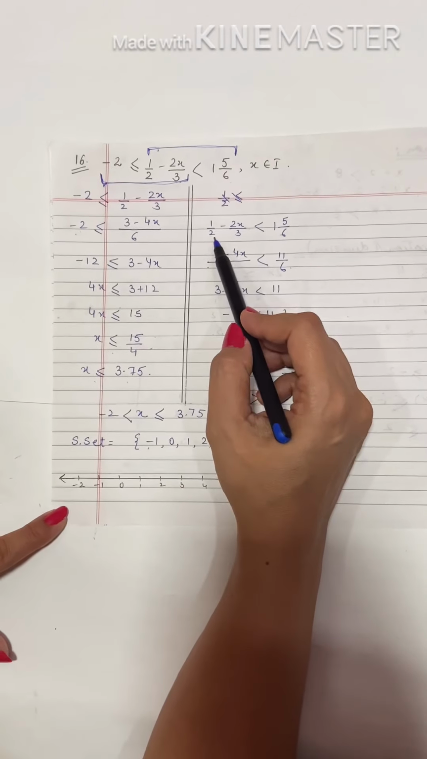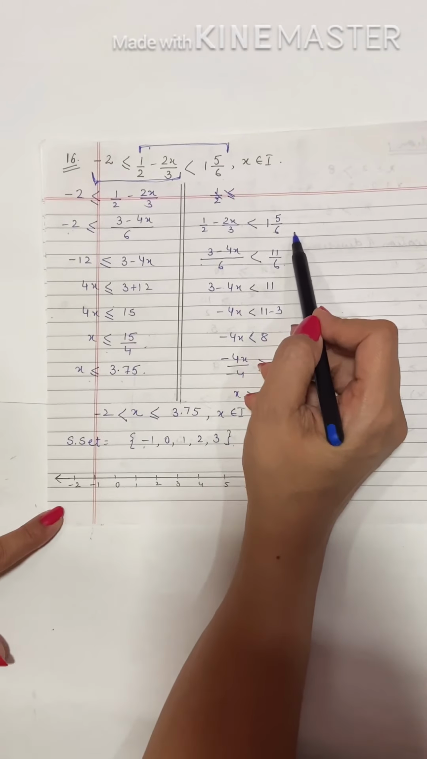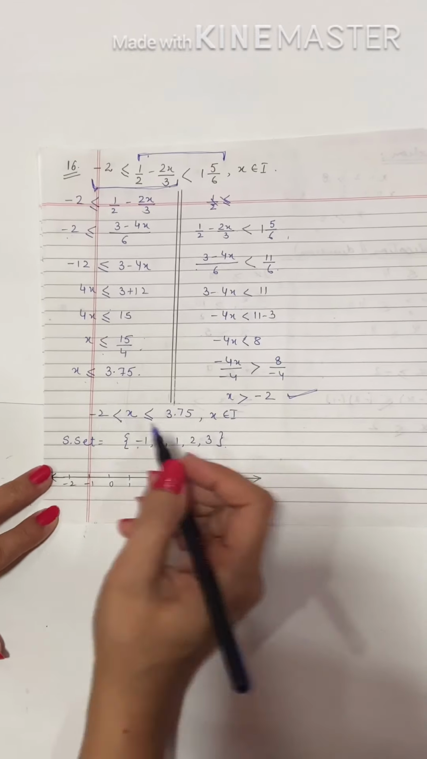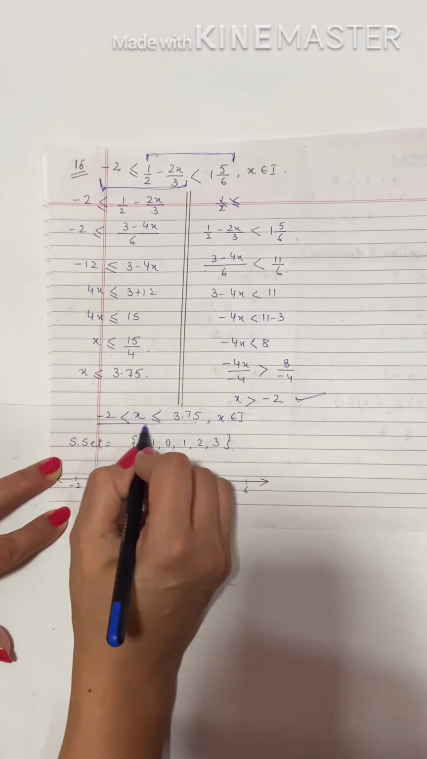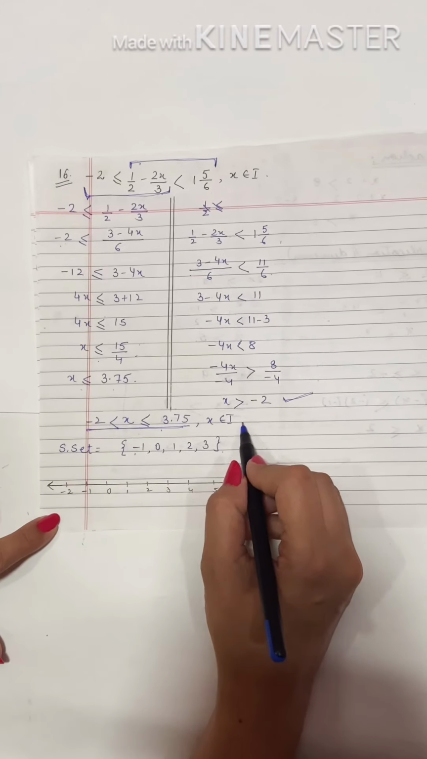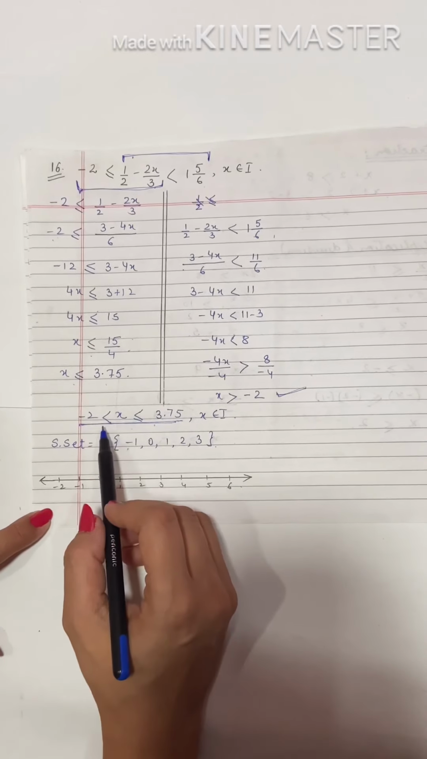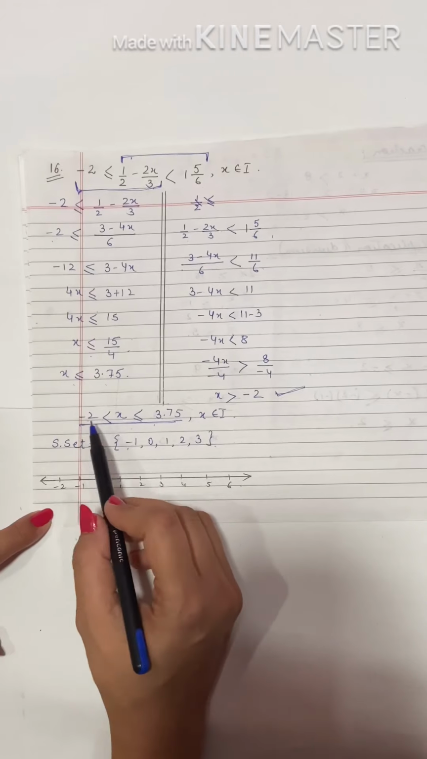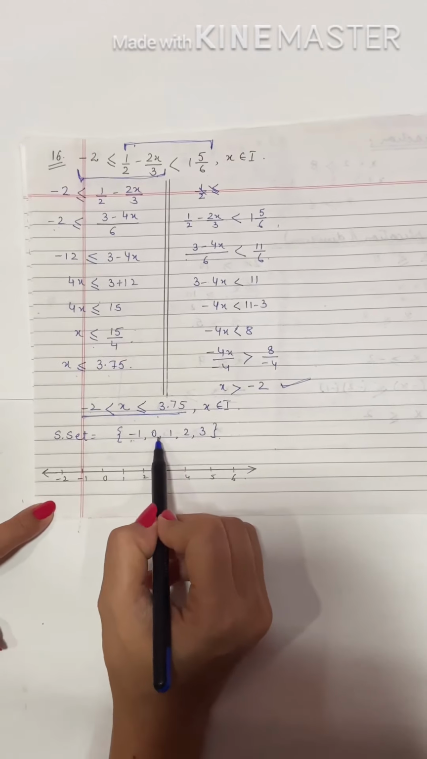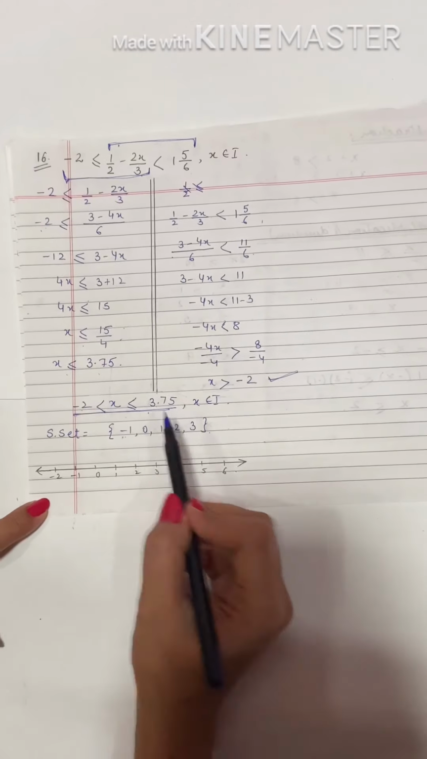Similarly, we are going to solve the second linear inequation. This is 1 by 2 minus 2x by 3 is less than 5 by 6. Simplifying this, we get x is greater than minus 2. So the condition on x is that it is greater than minus 2 and less than or equal to 3.75, and it belongs to integers. So we find the integers which satisfy this condition. The integers greater than minus 2 are minus 1, then 0, 1, 2, 3. We have to go up to 3.75, so it is 3.